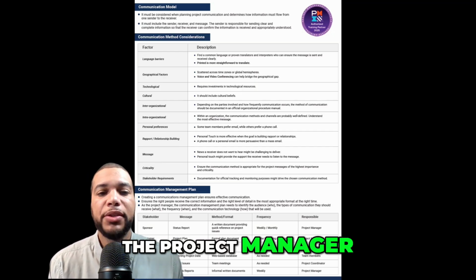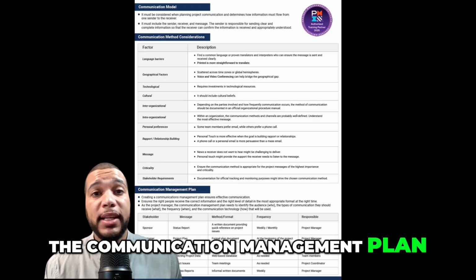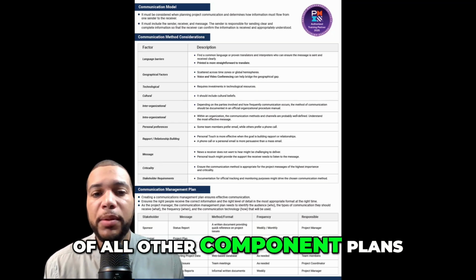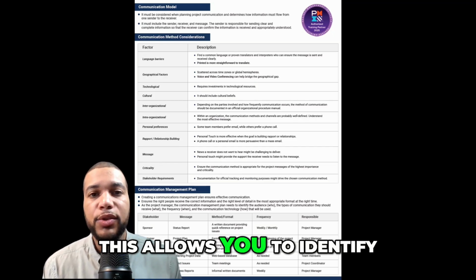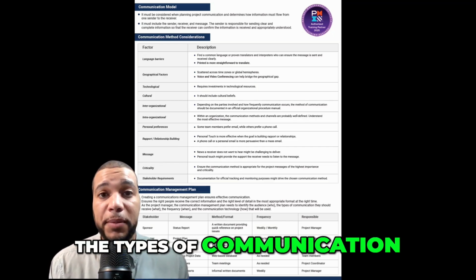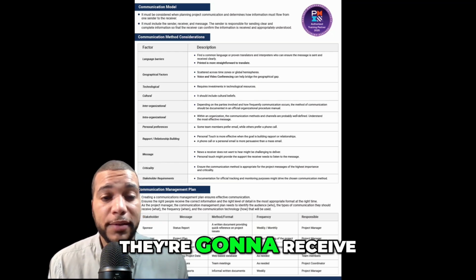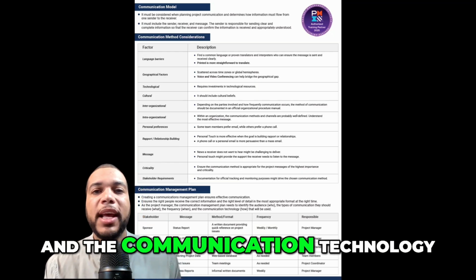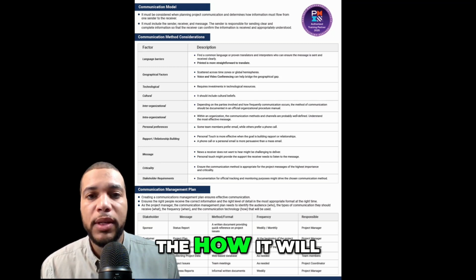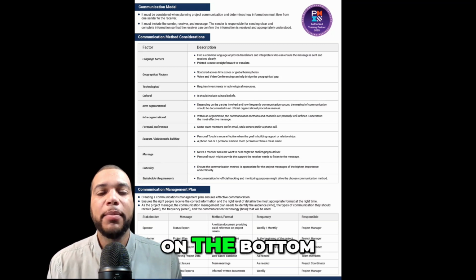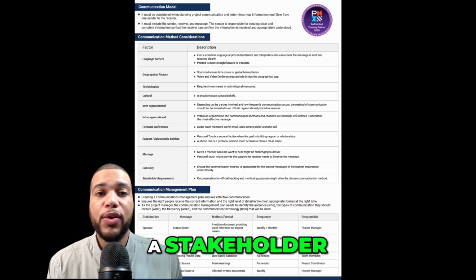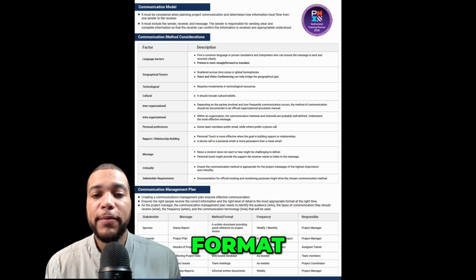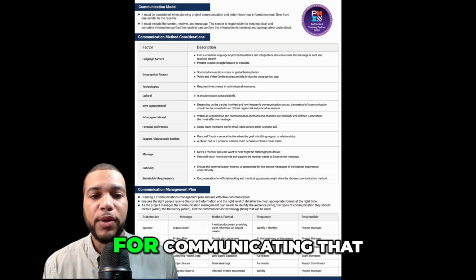For the project manager, the communication management plan is central and critical towards your establishment of all other component plans. This allows you to identify the who, the types of communication, and the what they're going to receive, the frequency, the when, and the communication technology, the how it will be used. And as you see on the bottom, we have a stakeholder grid, where we have stakeholders, message, method, format, frequency, and who is responsible for communicating that.